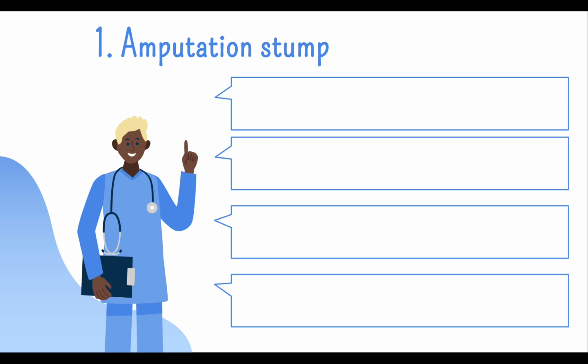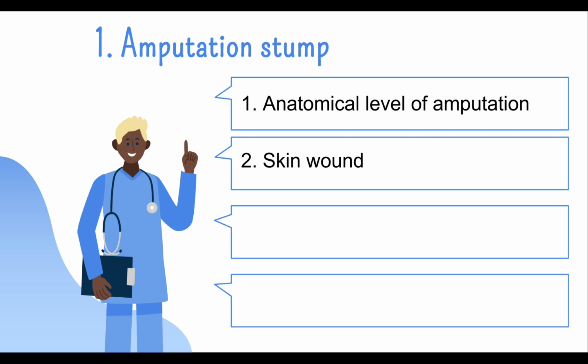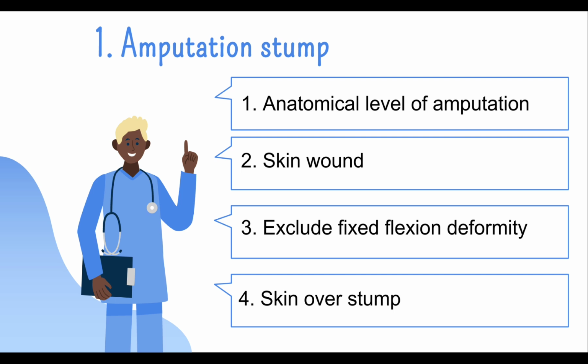So in the amputated stump, you have to describe the anatomical level of amputation, whether it is below knee amputation or above knee amputation. And you have to comment on the skin wound, whether it is healed completely or not. Then you have to exclude the fixed flexion deformity. So for that, you have to ask the patient to flex and extend the knee in the below knee amputation. Okay, so this is done in below knee amputation level patients. And you have to examine the skin of the stump, whether the skin moves freely or not.